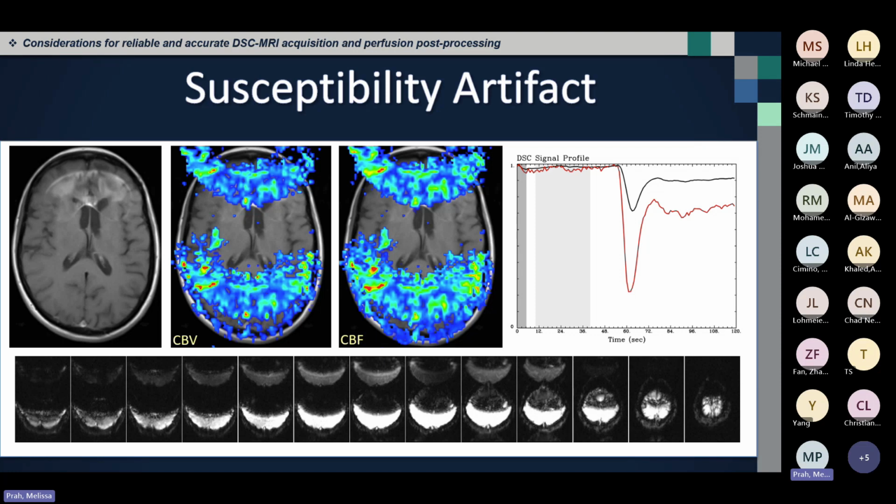In this particular example, the patient's braces made their images completely uninterpretable, and you can see this throughout the entire brain.